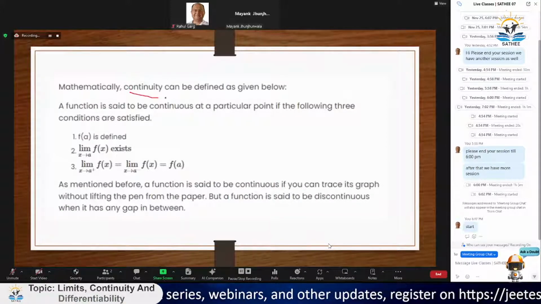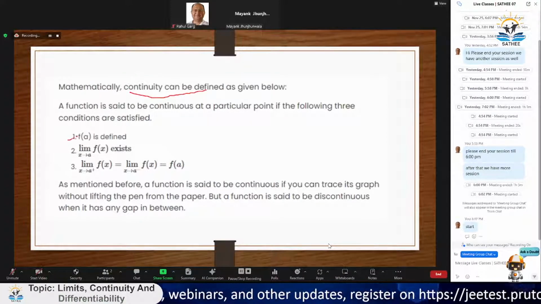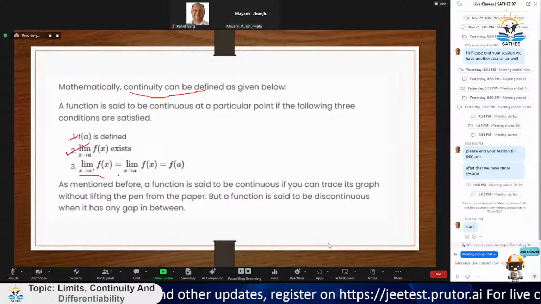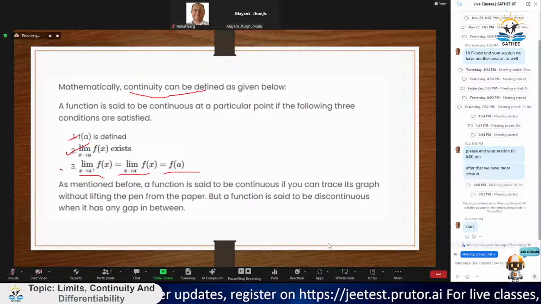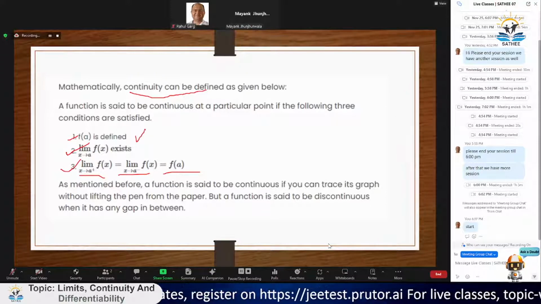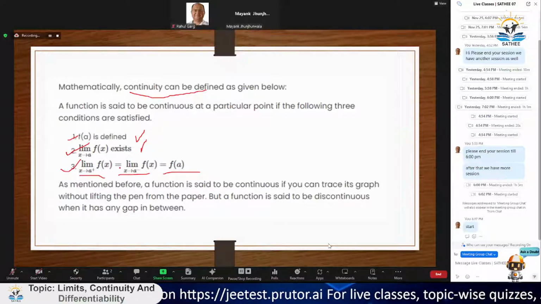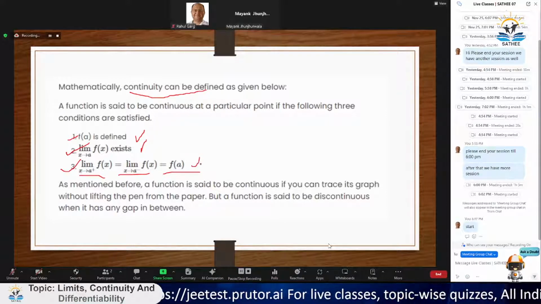Mathematically, continuity can be defined as given below. Firstly, f(a) should be defined, then the limit should exist, and this limit's LHL equal to RHL should be equal to the value of the function at that point. So firstly, the value of the function should be defined at that point, the limit should exist at that point, and the value of the limit should be equal to the value of the function at that point.